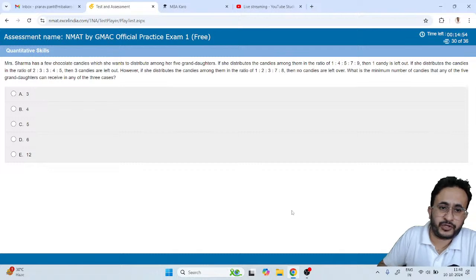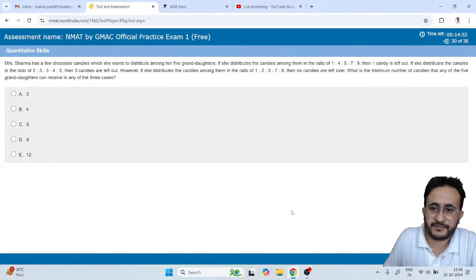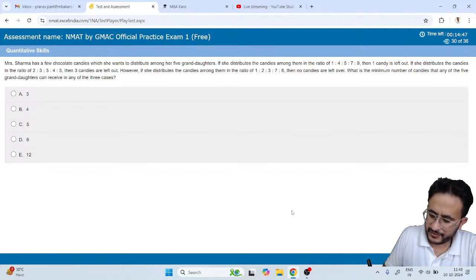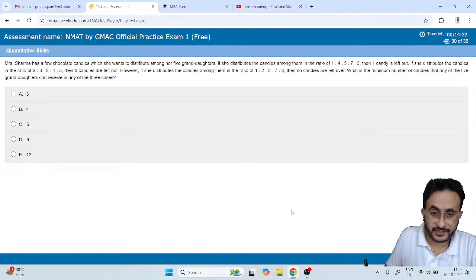Mrs. Sharma has a few chocolate candies, and if she distributes them in groups, then one candy is left out. And if she distributes in other groups, in that case 3 candies are left out. And if she distributes in a third set of groups, no candies are left over. Okay, so we will find the total.